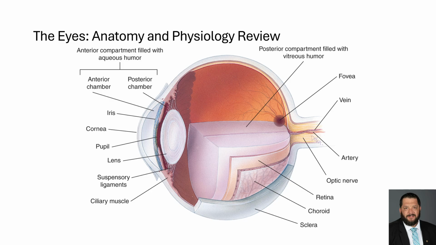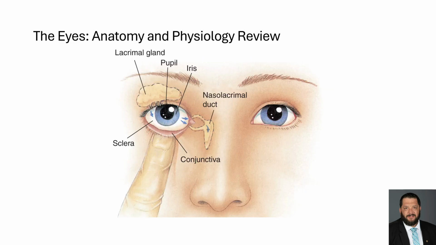Inside the globe of the eye itself, you can see the terminus of the arteries and veins as well as the optic nerve. And then the fovea, which is a concentration of visual receptors that you can see in the back of the eyeball itself. Looking at the external area of the eye and the face, you've got the sclera, which is the white of the eye. The lacrimal glands, which are superior and lateral to the eyeball itself.